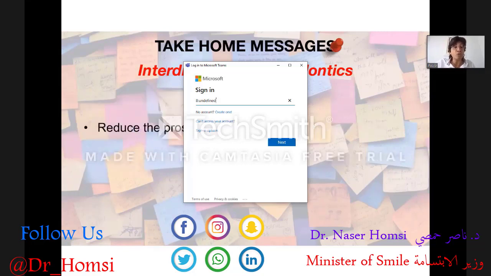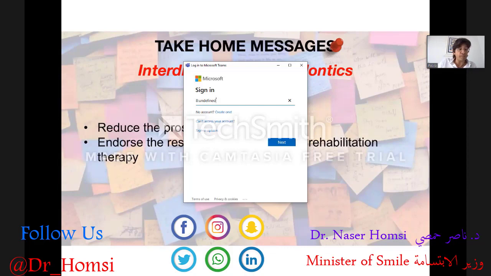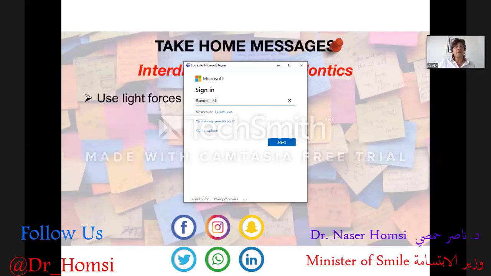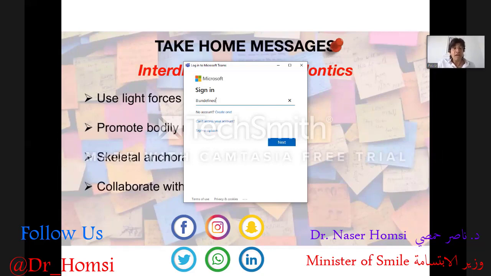And also with interdisciplinary orthodontics, we can reduce the prosthetic needs. We can endorse the restorative and prosthetic rehabilitation therapy. We can cancel the prosthetic and implant needs sometimes. And it's important we use, especially in adult patients, especially in patients with reduced periodontal support, light forces to promote bodily movement and skeletal anchorage when needed. And try to collaborate with passion.